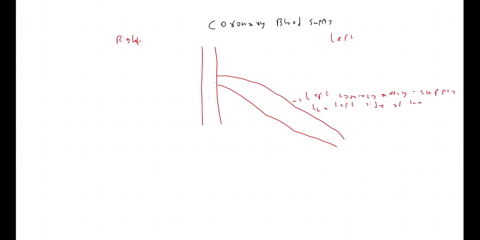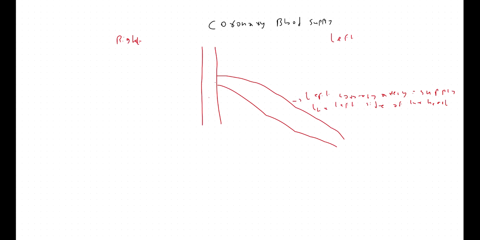Okay, that's a function of the left coronary artery: it supplies the left side of the heart. On the left side of the heart, we have the left atrium and the left ventricle, so the left coronary artery will supply both these chambers. Okay, so how is it going to supply?